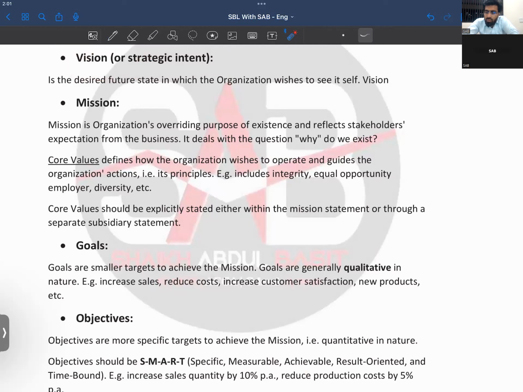Similarly, if I ask you, what is mission? So mission is organization's overriding purpose of existence. There's a confusion between vision and mission, right? What's vision? Vision is basically a desired future state, where organization wants to see itself. And mission is the purpose of existence. That's the main difference, right? Mission is what shareholders or stakeholders expect from you. Vision is what you expect from yourself, right? So that's the main difference between vision and mission.